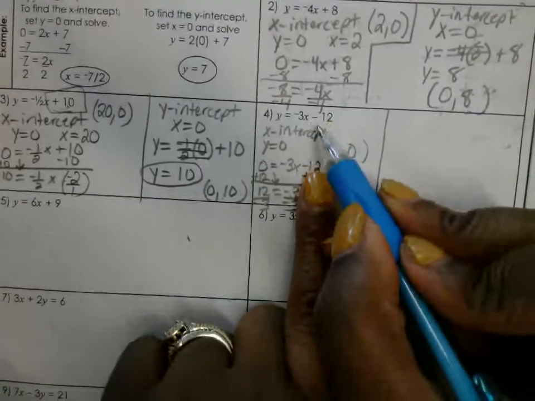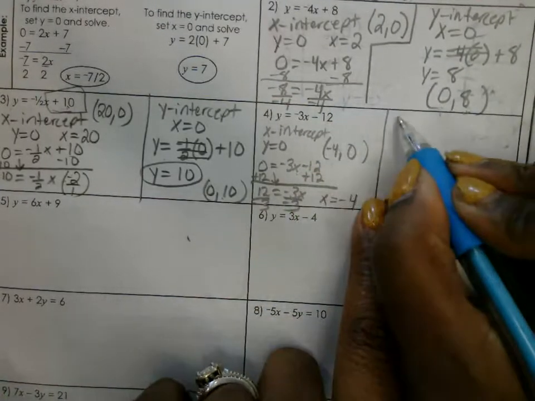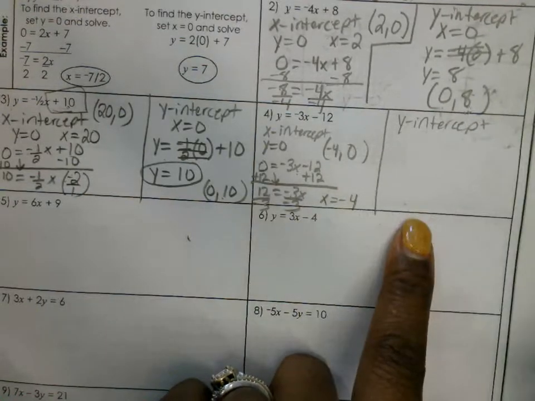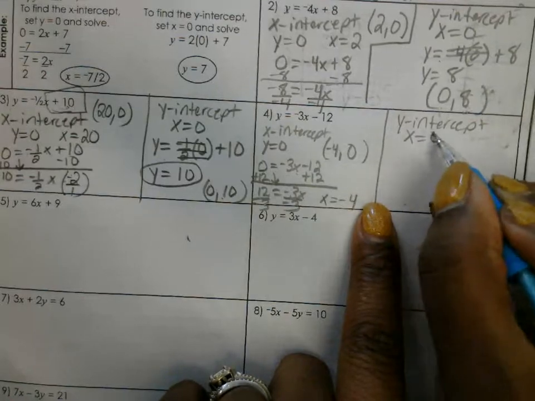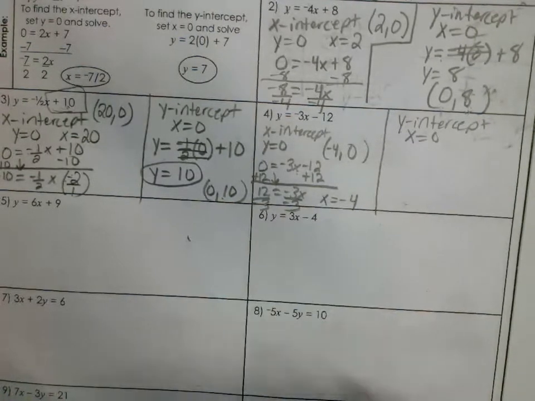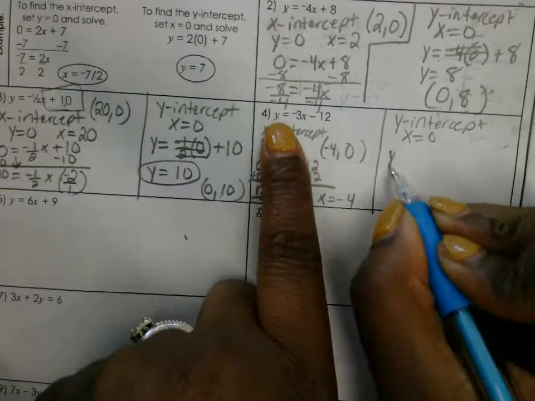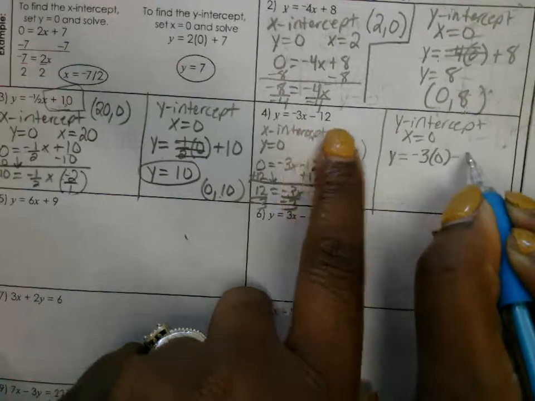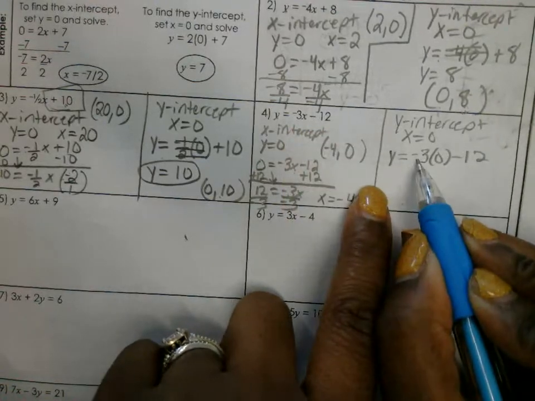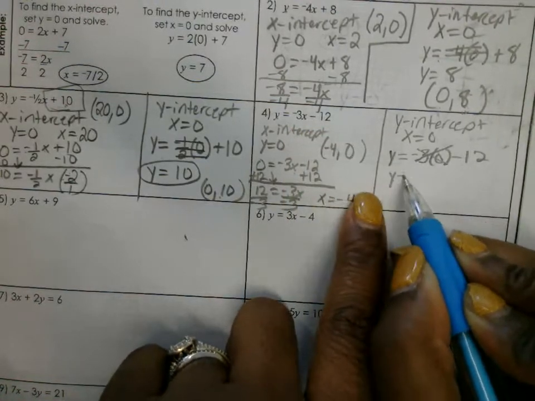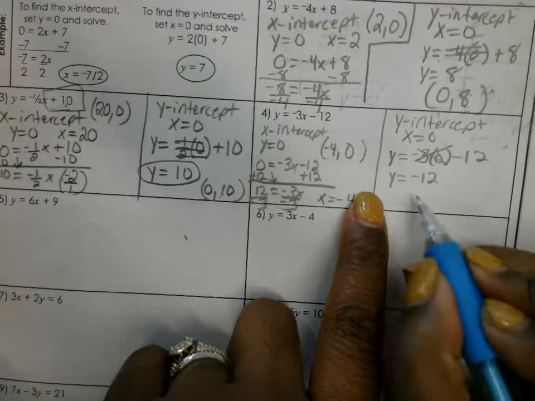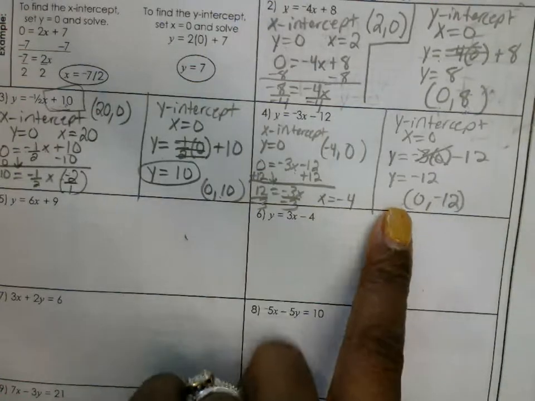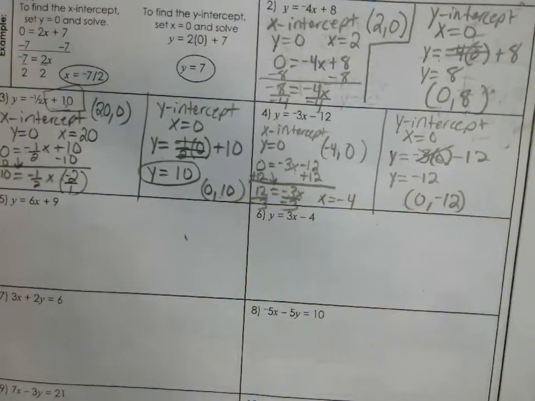Your y-intercept, your b is negative 12. Okay, I'm going to do it anyway. There's 2 ways to do it. All right, I'm going to substitute 0 in for x. Okay, so we have y is equal to negative 3 times 0 minus 12. Negative 3 times 0 is going to be 0. So y here is equal to a negative 12. So my ordered pair is going to be 0, negative 12. Okay, so on and so forth.